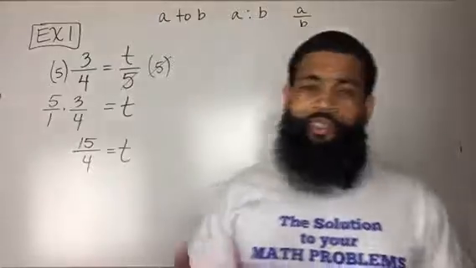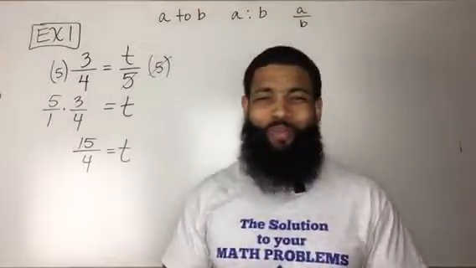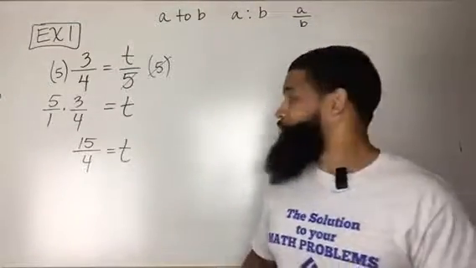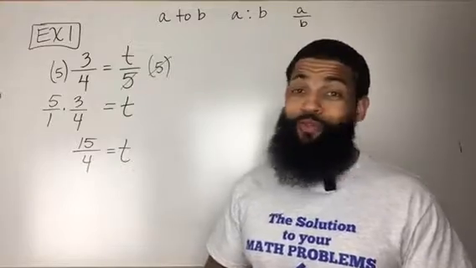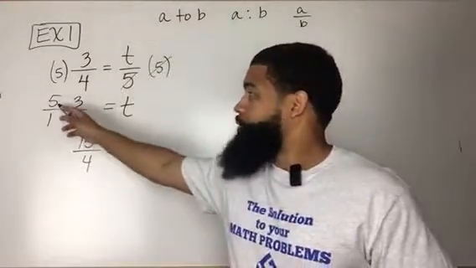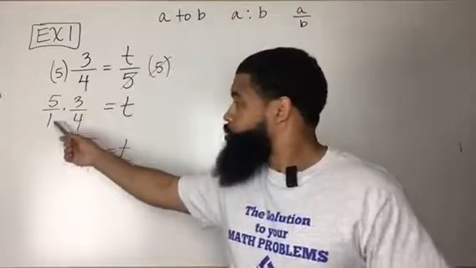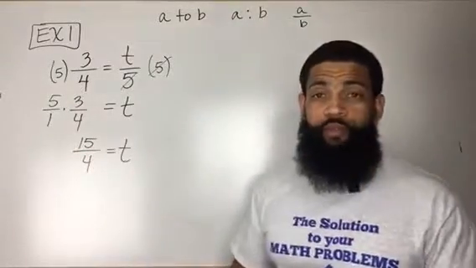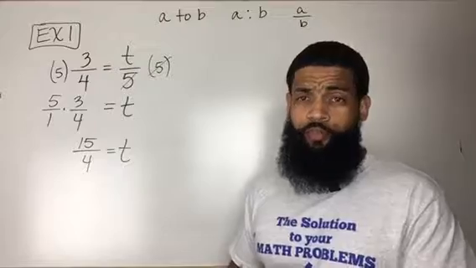Now I know I did a disappearing act outside the screen, but nevertheless, you see the mathematics. I don't want to be in the way of you learning this good stuff right about now. So notice I have 5 times 3 over 1 times 4, and that gives me 15 over 4. You can leave it as an improper fraction.